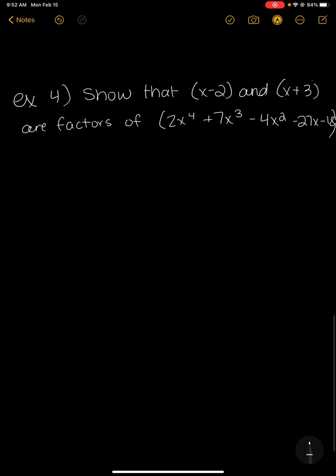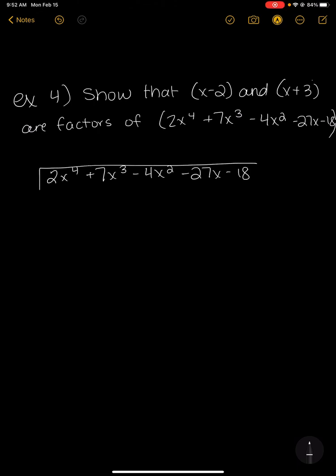So we're going to start with our 2x to the fourth plus 7x cubed minus 4x squared minus 27x minus 18 underneath the house. And you can divide it by either one. It doesn't matter which one you go by first. And we'll divide by x minus 2. So go ahead and pause the video. See if you can divide it without me.